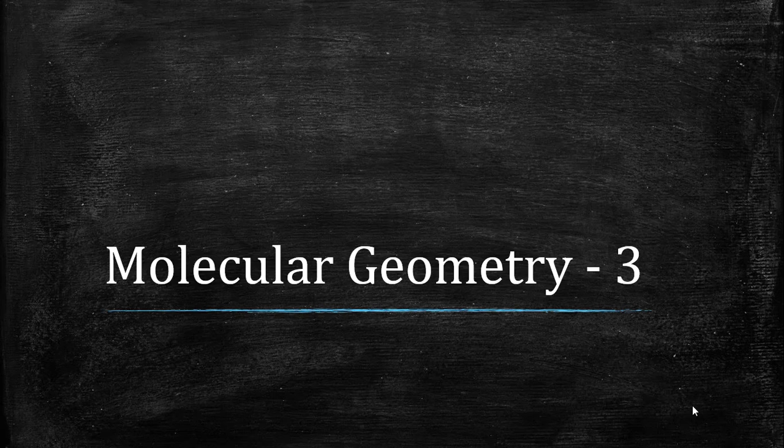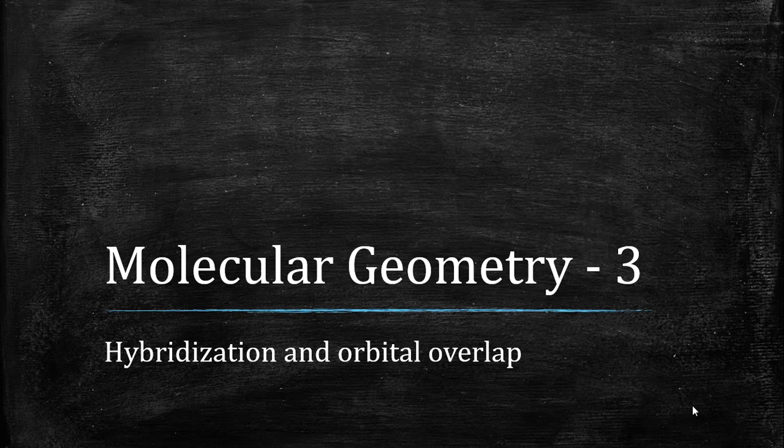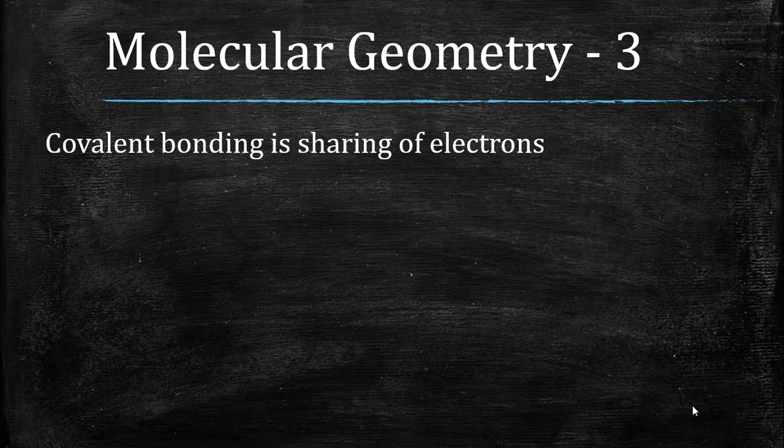This is the third video on molecular geometry, and it's the last one. And this is on what is called hybridization and orbital overlap. Covalent bonding is, as we know, the sharing of electrons. We know that electrons exist in orbitals.